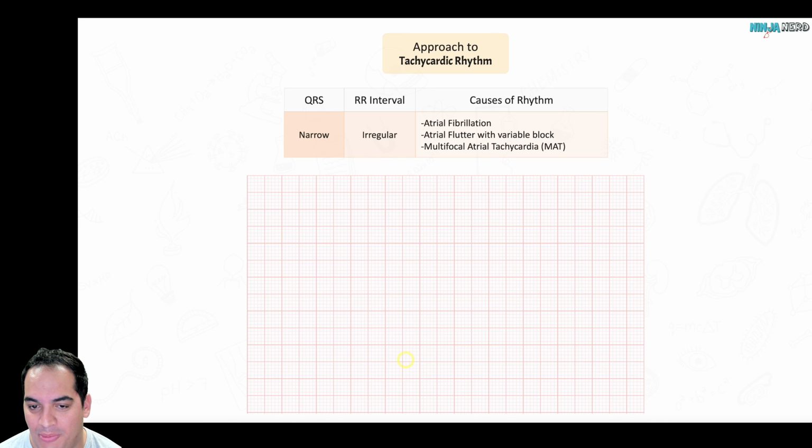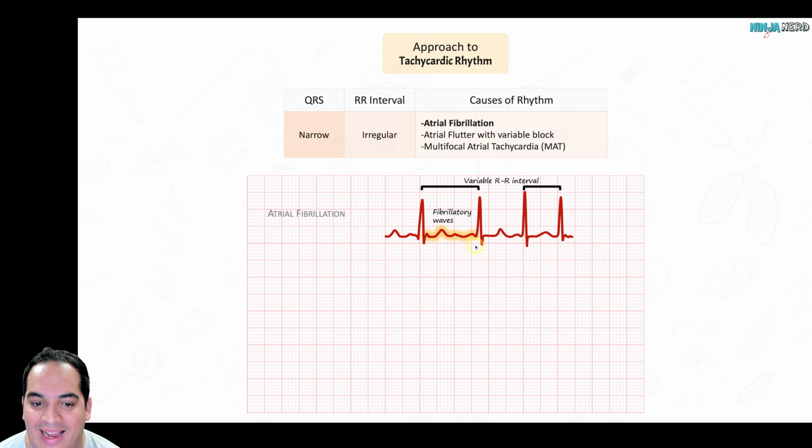What if I said I have a narrow irregular tachycardia? So heart rate greater than 100 beats per minute. The QRS complex is narrow, less than 120 milliseconds, 3 little boxes, and the R-to-R interval is not the same every single time down the rhythm strip. I have 3 differentials. Atrial fibrillation would be one. I've got to look for these fibrillatory waves. No obvious P waves are present.